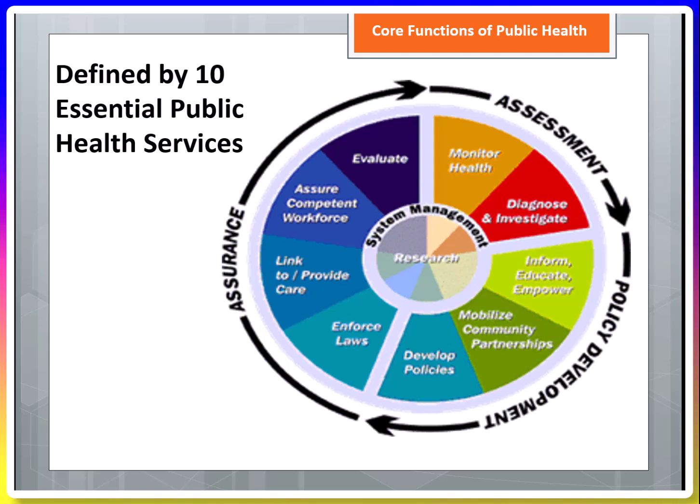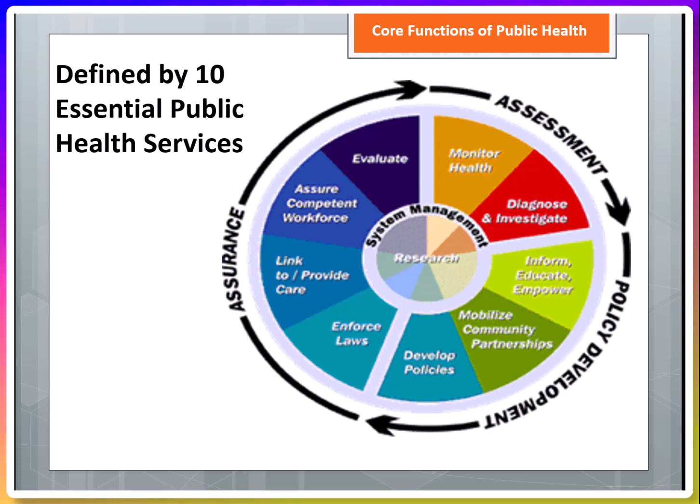So under assessment, there's monitor health status to identify and solve community health problems. There's also the diagnosis and investigation of health problems and health hazards in the community. So that would encompass monitoring health and diagnosing and investigating disease. Under policy development, we have inform, educate, and empower people about health issues. We have mobilize community partnerships and action to identify and solve health problems. And then third, we have develop policies and plans that support individual and community health efforts. So those are the three essential public health services under policy development.